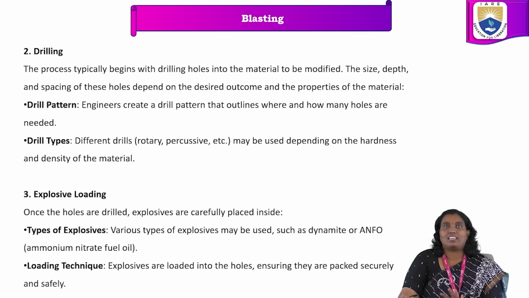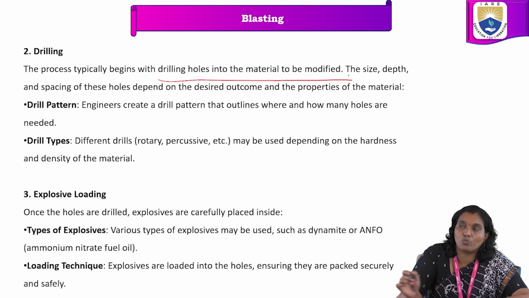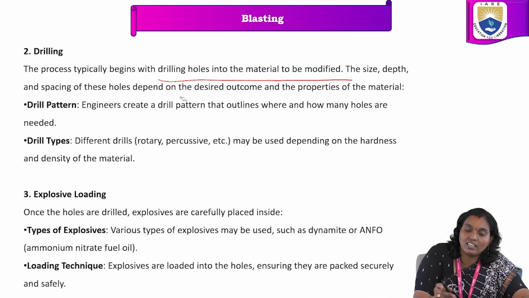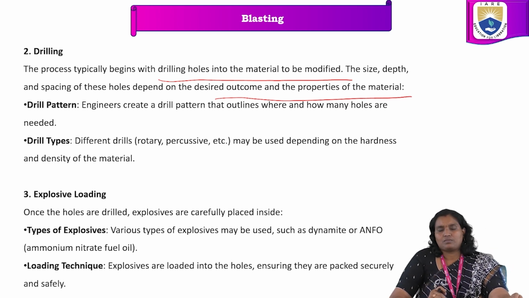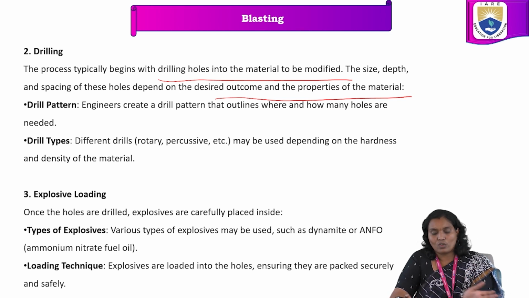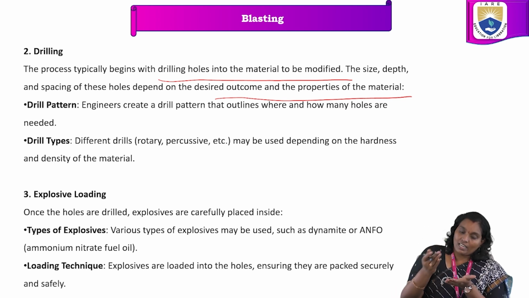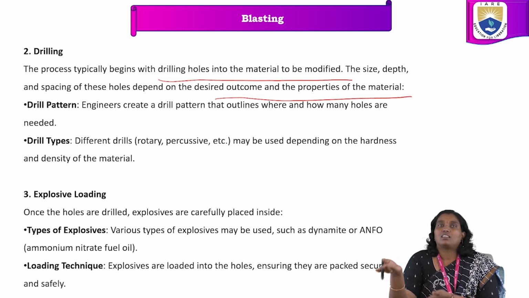The next one is drilling. The process typically begins with drilling holes into the material to be modified. The size, depth and spacing of these holes depend on the desired outcome and the properties of the material. In some cases, as already discussed, the required terrain or the area we want using this blasting may not be obtained. So for that we do some drilling, and only then will we get the outcome which we expect.